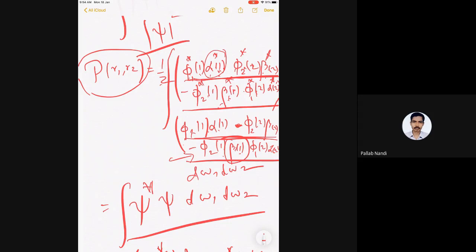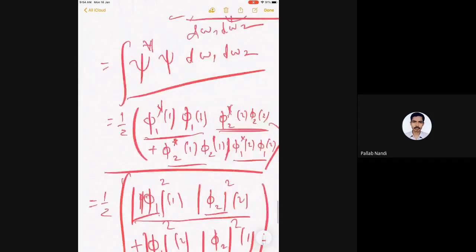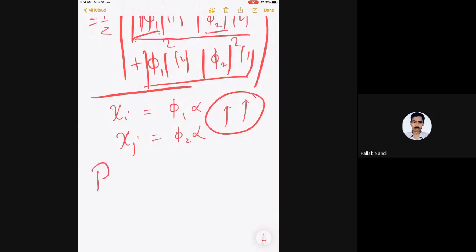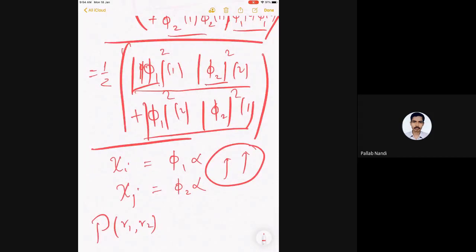Remember, all four terms will survive, which means I will have mod phi 1 square into mod phi 2 square, and whatever I wrote there. But apart from that, I will have phi 1 star 1, phi 2 1, phi 2 star 2, phi 1 2. That will also survive. And similarly, phi 2 star 1, phi 1 1, phi 1 star 2, phi 2 2. I hope you can see that. So I will now write the probability in this case directly. If you have any discomfort with integration, please let me know.